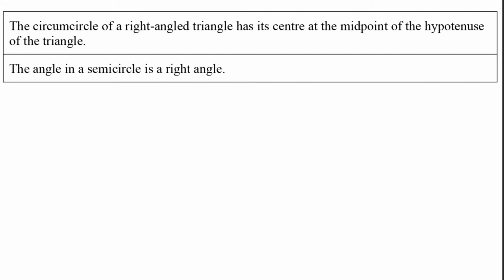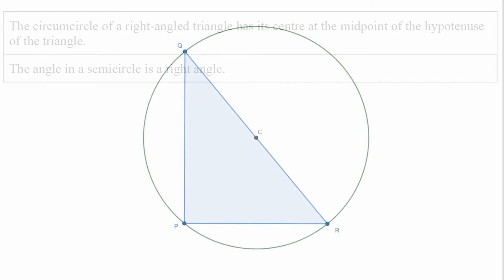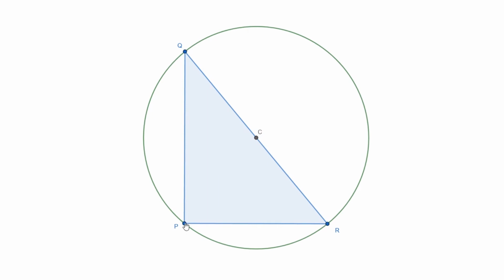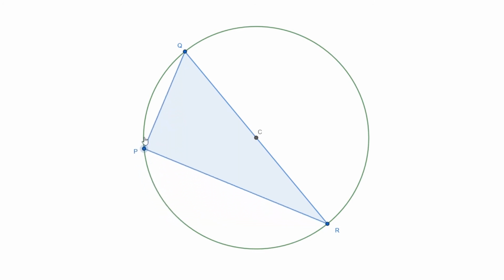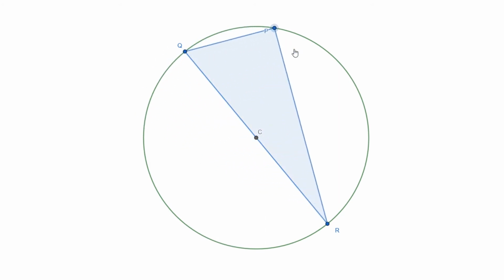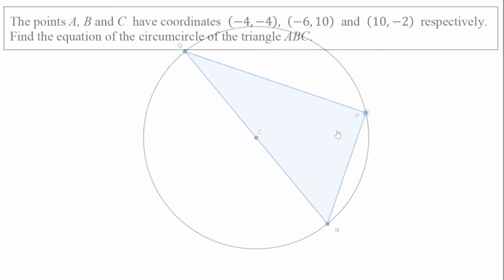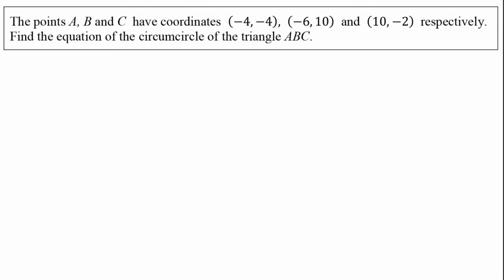We have these results. The circumcircle of a right-angled triangle has its centre at the midpoint of the hypotenuse of the triangle. But it is a second form which is more widely used. The angle in a semicircle is a right angle. That is an expression of this idea. When we have a diameter of the circle and another point on the circumference forming a triangle, then that will always be a right-angled triangle with the right angle at the point which is not on the diameter. We can sometimes use this idea as an alternative approach to circumcircle questions.